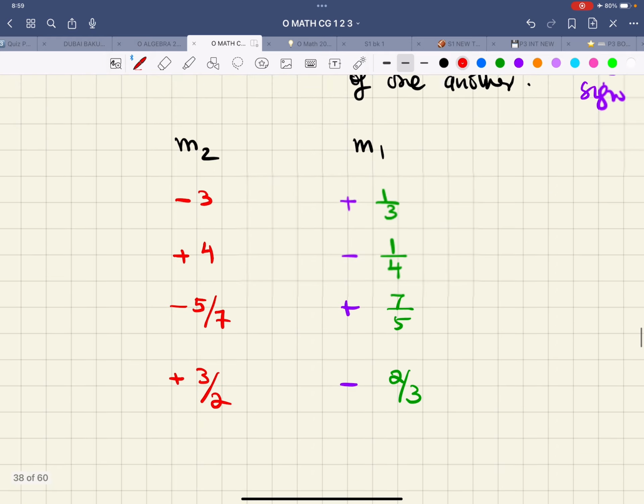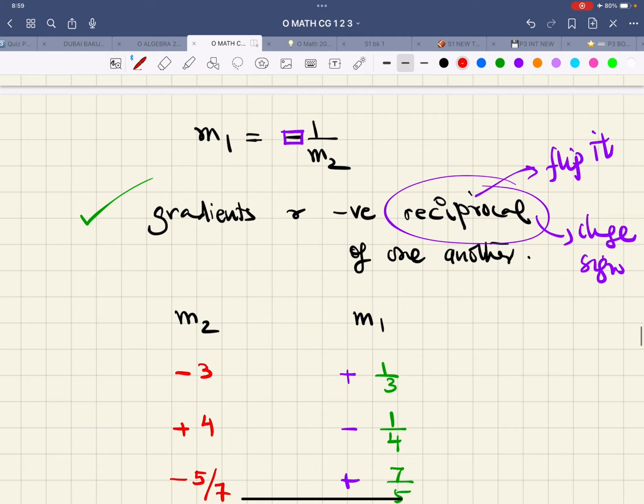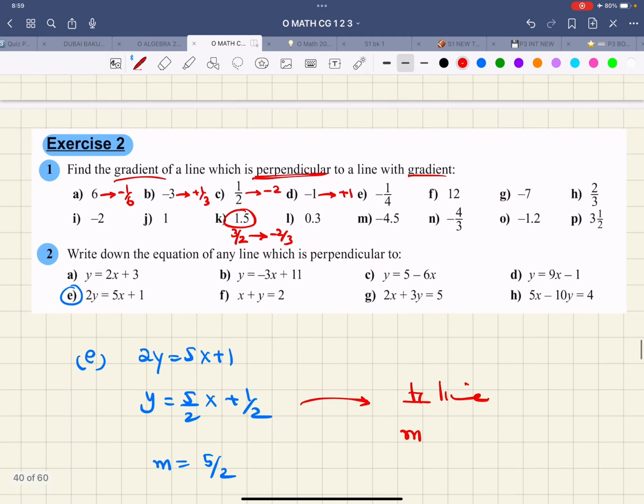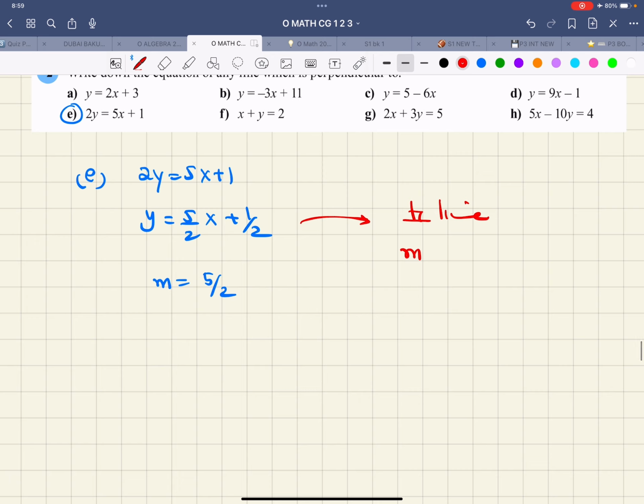What have we studied so far? That the gradients are negative reciprocal. Remember the word negative reciprocal of one another. So flip it and this becomes 2/5. Change the sign. Since it was positive, this will become negative.